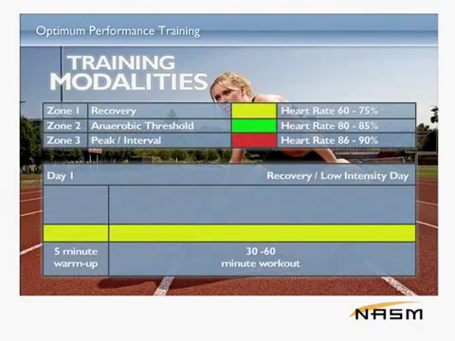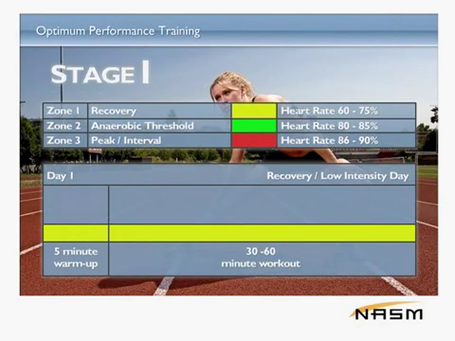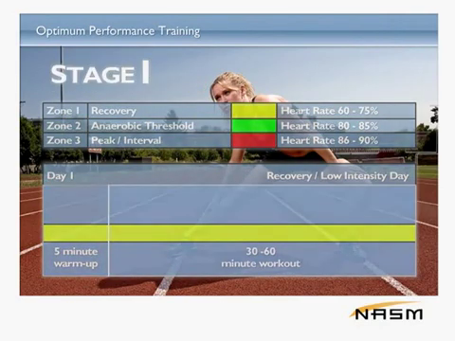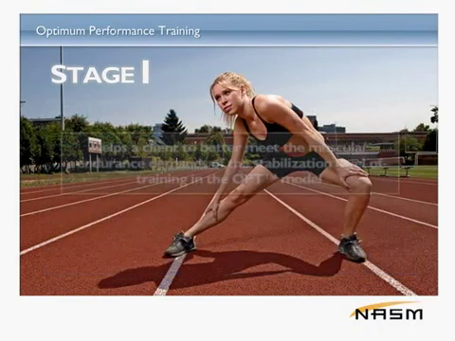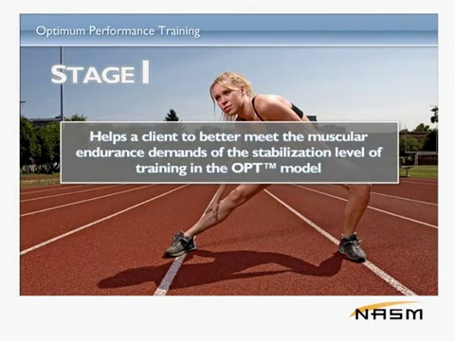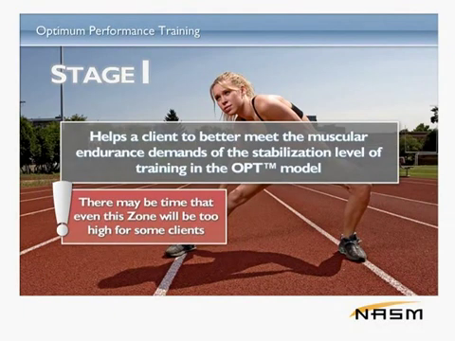Just like in weight training, a base needs to be established first. In Stage 1, clients should start slow and work up to 30 to 60 minutes in Zone 1. 65 to 75% of maximum heart rate should be low enough to ensure the client is in an aerobic state. Stage 1 training also helps a client to better meet the muscular endurance demands of the stabilization level of training in the OPT model. There may be times, however, that even this zone will be too high for some clients.